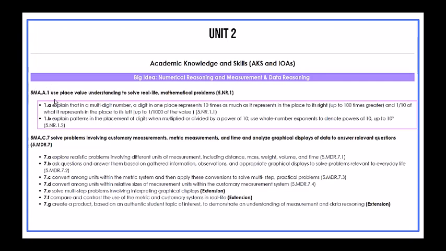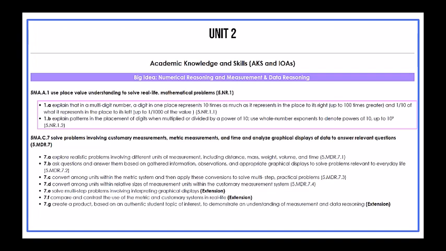Our first AKS, 5.MM.1, has 2 IOAs. With IOA 1A, students will reason about the magnitude of numbers. They will work with the idea that in a multi-digit number, a digit in one place represents 10 times as much as it represents in the place to its right, up to 100 times greater, and 1/10 of what it represents in the place to its left, up to 1/1000th of its value.